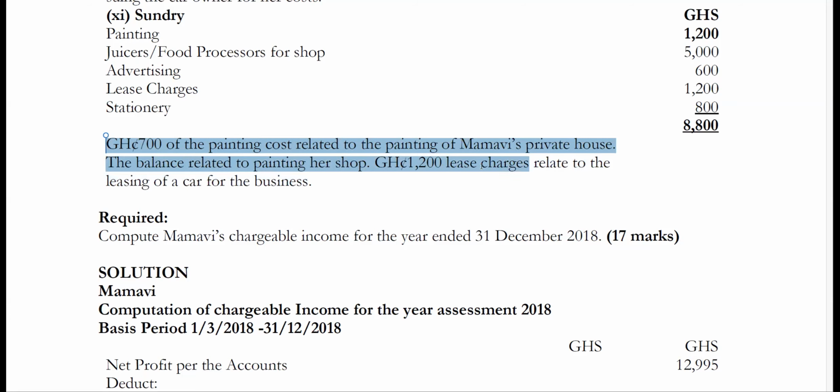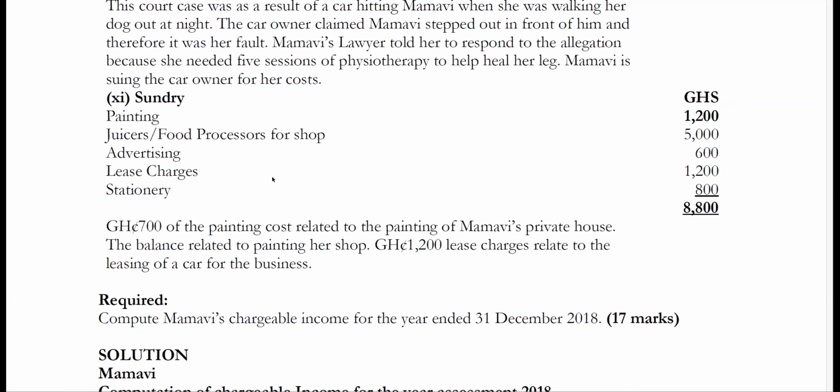So 1,002 lease charges relate to the leasing of a car for the business. Allow or disallow? Also allowed, right? Allowed. I like the way you guys are just seeing the practicality of the thing.